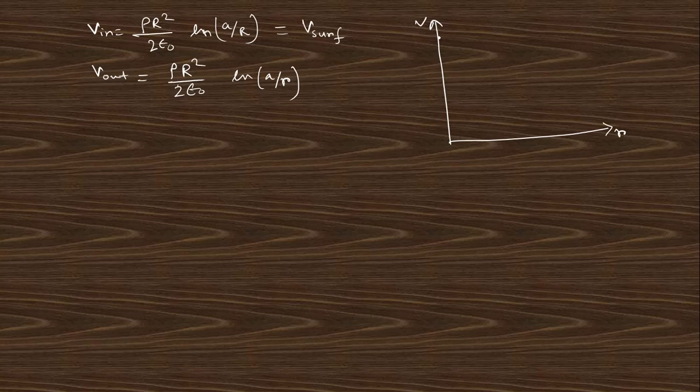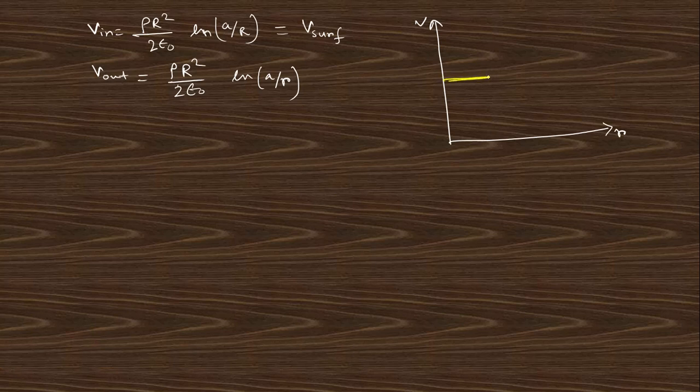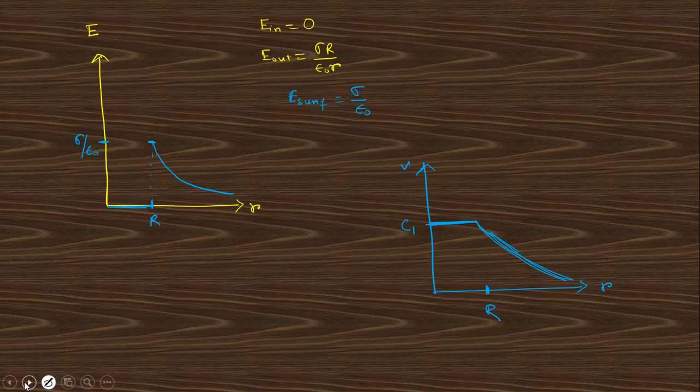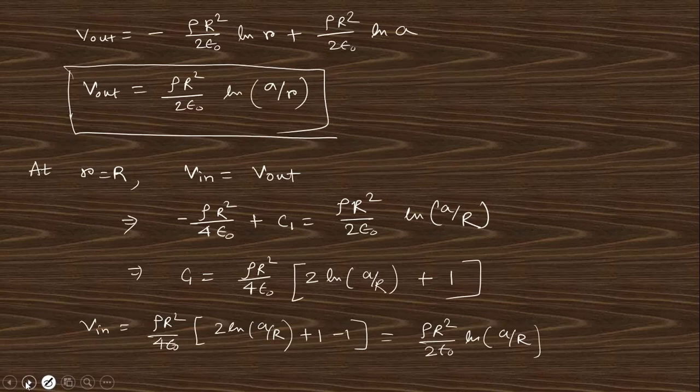You can see this curve will be constant up to the surface. Up to the surface this will be constant, and with increasing r it reduces, like that. So up to R this is constant potential. In the previous case you think the potential will be constant, and here also the potential will be constant.